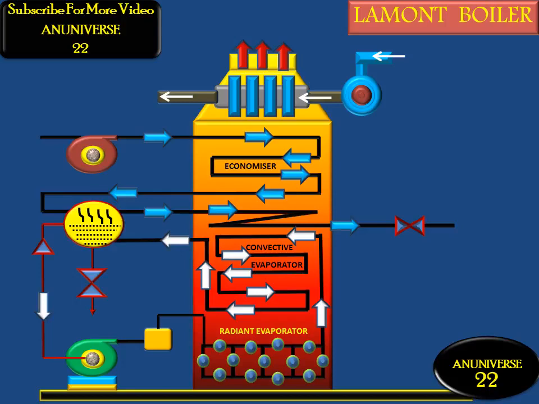Now, what is the principle of the Lamont boiler? The circulation of the water and steam mixture takes place with the help of an external pump, which supplies water at a higher pressure than in a natural circulation boiler.